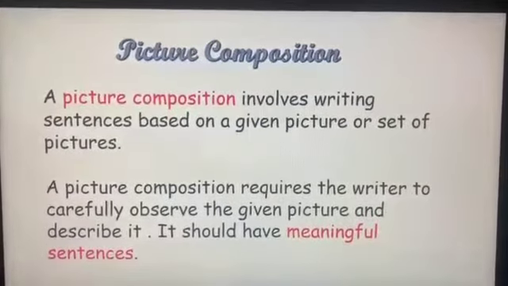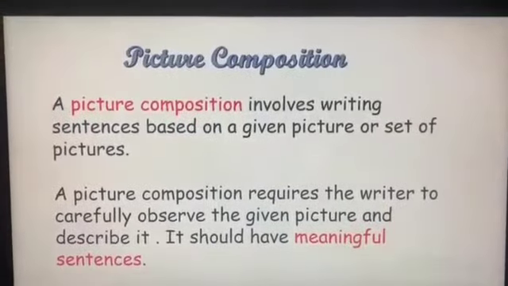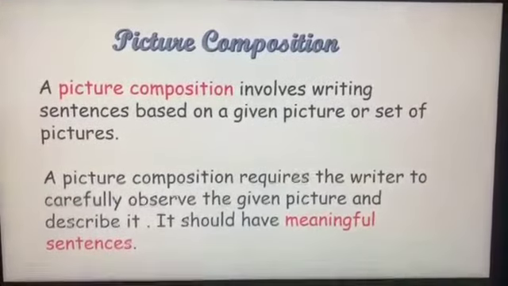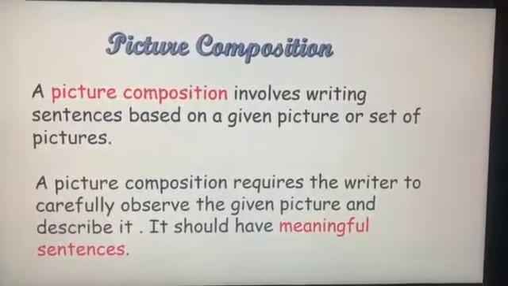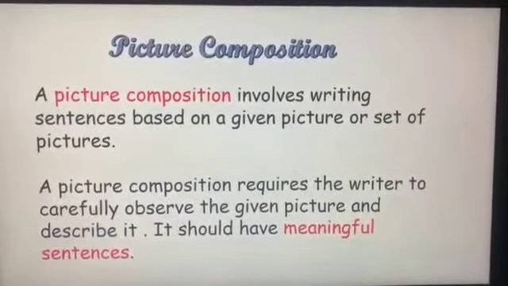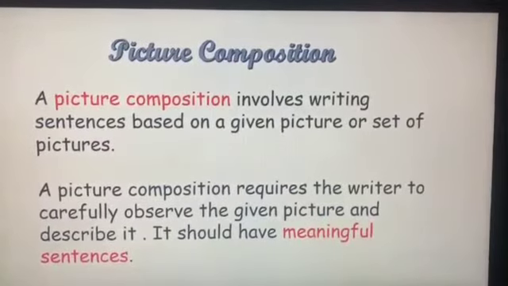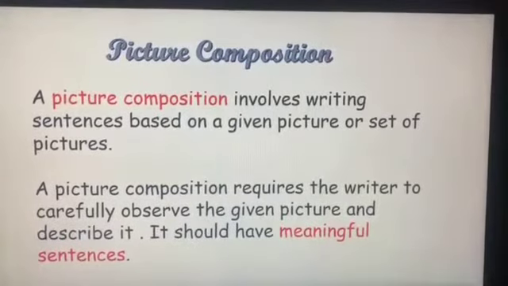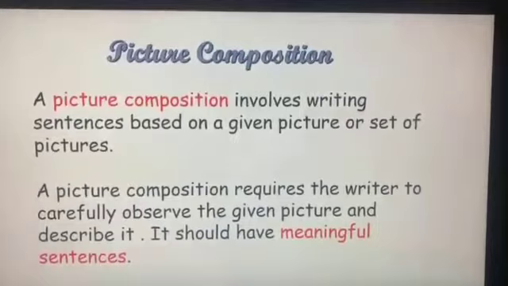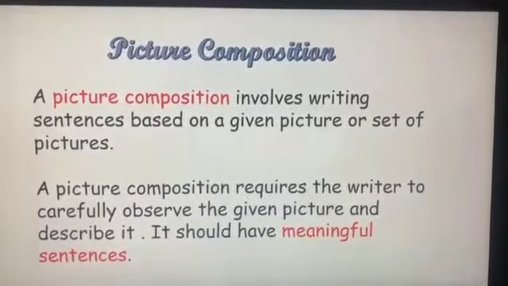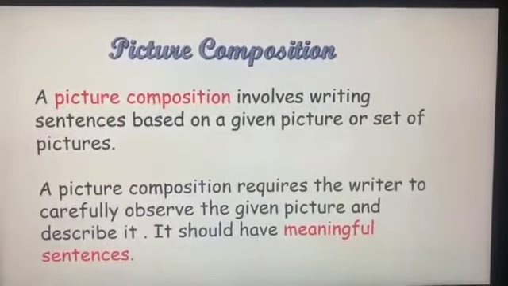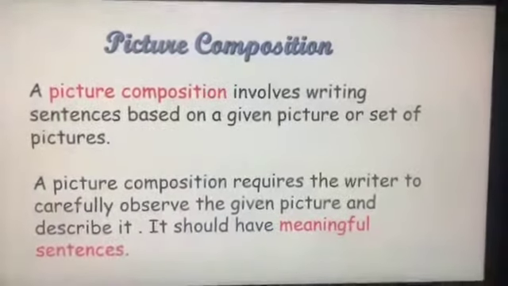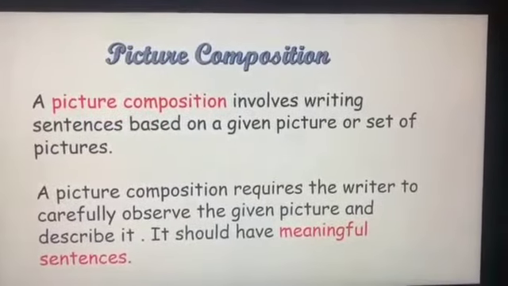In the previous class, we have done picture composition. Today, again, we are going to go through picture composition. What actually is picture composition? Picture composition involves writing sentences based on a given picture or set of pictures. A picture composition requires the writer, that is you, to carefully observe the given picture and describe it. It should have meaningful sentences.